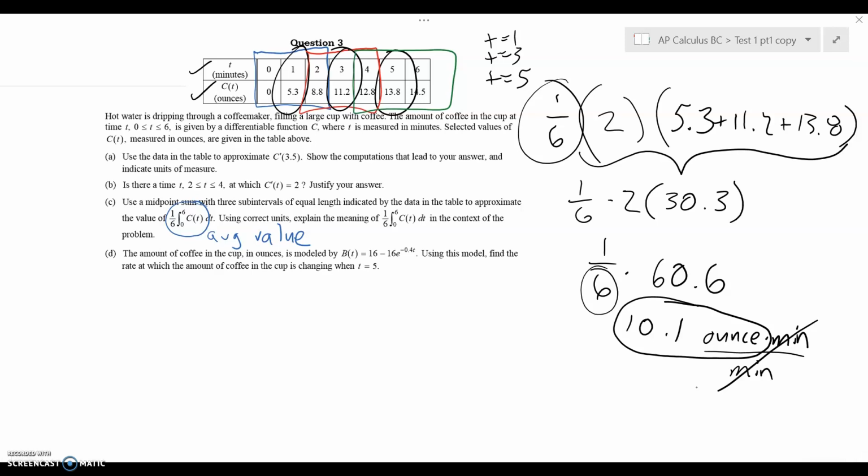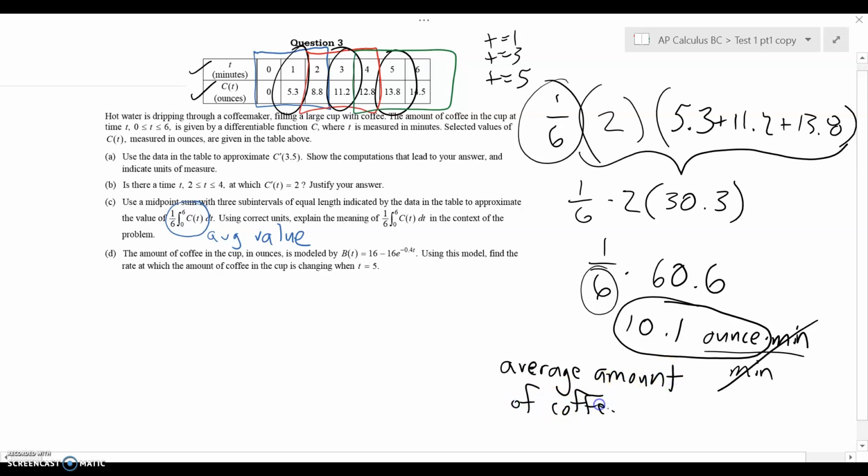So that's explaining the meaning in terms of the problem: that's the average amount of coffee, or of liquid, could be anything, but they're putting coffee in, the amount of coffee in the cup from t equals 0 to t equals 6. You can word that a number of ways, but you need to state that it's the average amount of coffee in the cup on this particular time interval. If you have those 2 pieces, you've got a credit for your explanation of a point.